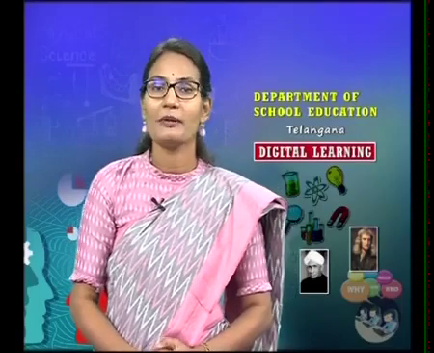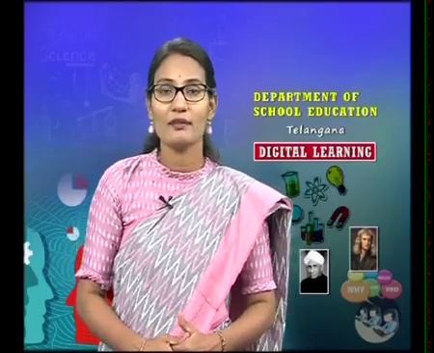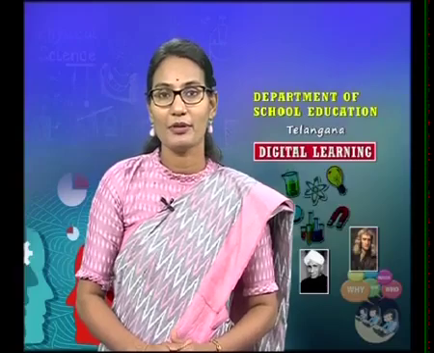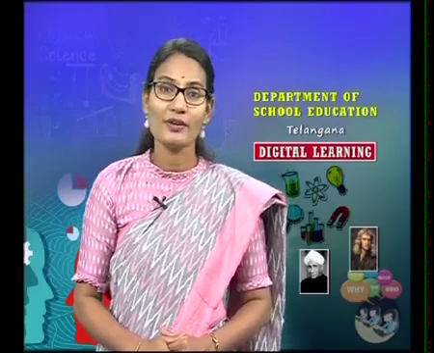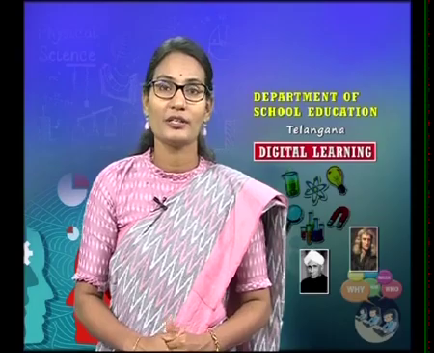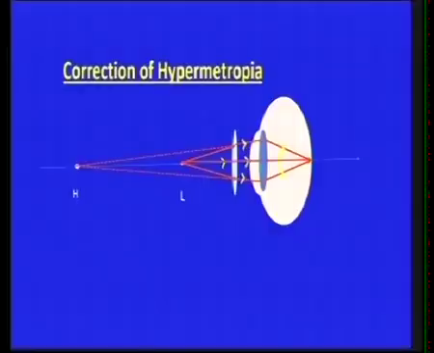How can we correct this hypermetropia? What lenses do we have to use? Yes, we use a convex lens, a biconvex lens, to correct this hypermetropia. So observe this ray diagram. This is the correction of hypermetropia. When the object is placed at least distance, the convex lens forms a virtual image at the near point, which acts as an object for our eye lens, and it can form the image on the retina. So this is the condition.